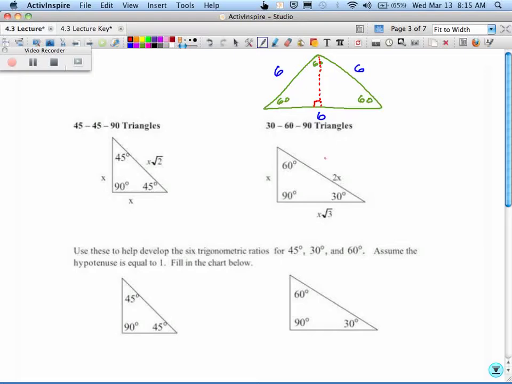Now, not in all triangles, when you draw the perpendicular bisector, does it bisect all angles and all sides, right? But in this case, it was an equilateral triangle that I did. So can you tell me what this side is right here, this x? How much is that? Because I cut it in half, right? Now, could you find this length? Yeah, x would be equal to the square root of 6 squared minus 3 squared, right? 36 minus 9 is what? 27. 27 can be written as 9 times 3. Which one of those numbers can you take the square root of? 9. So that's 3 root 3.